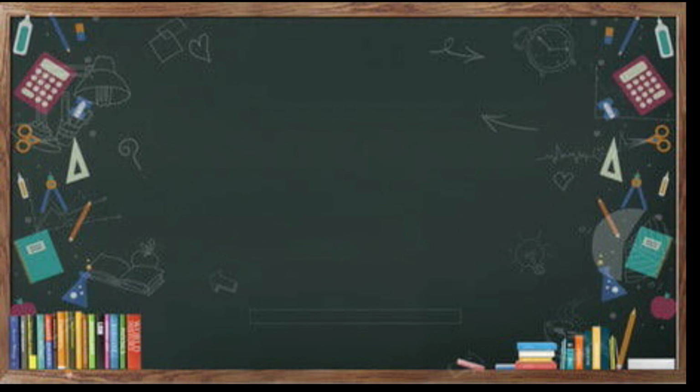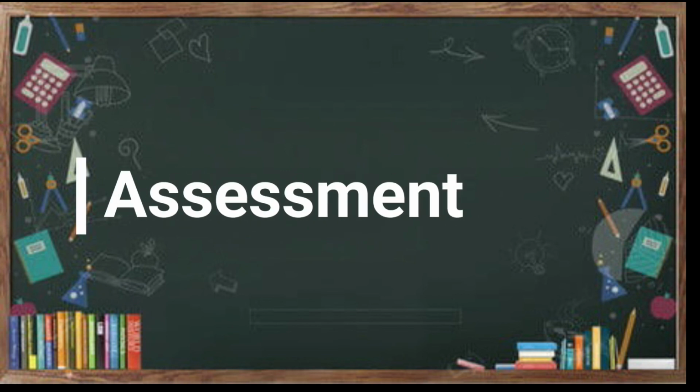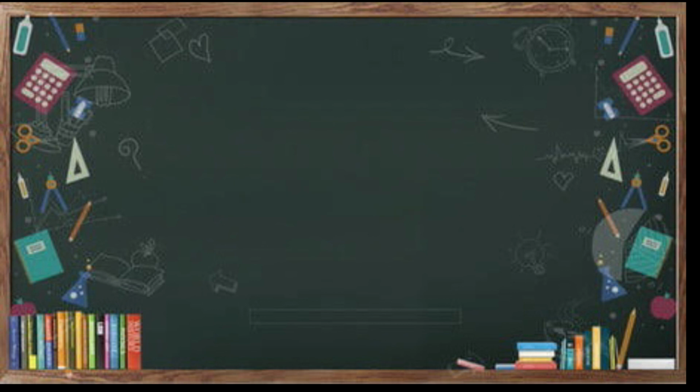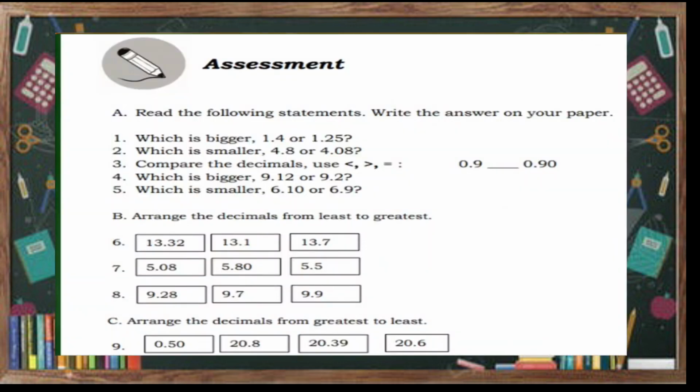Okay, so get your paper and pen. We have here the assessment. Read the following statements. Write the answer on your paper. So please check your module on page 32 and answer the following from A to C.